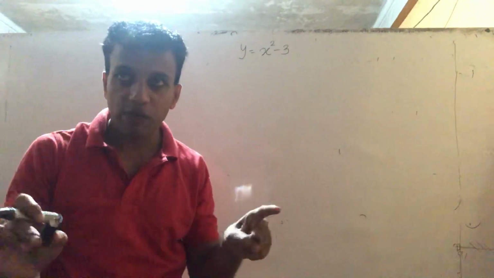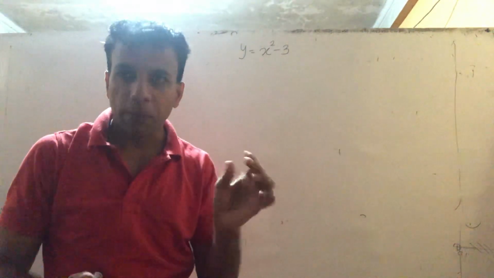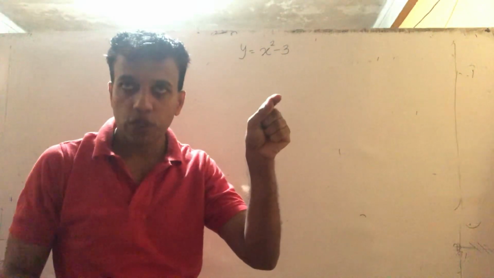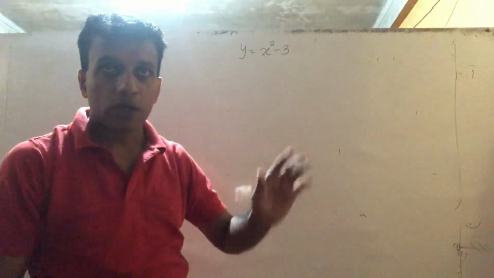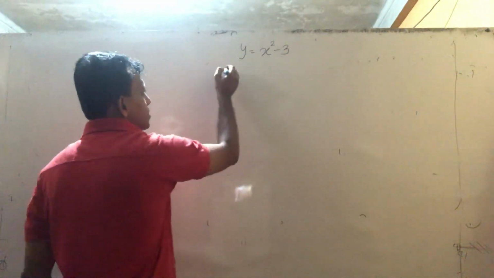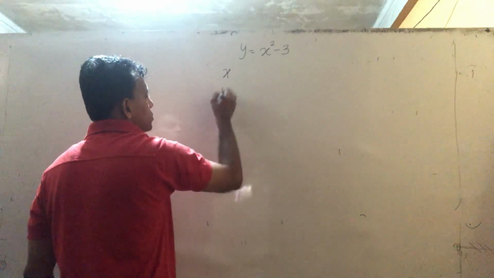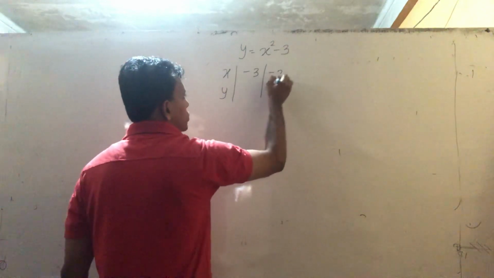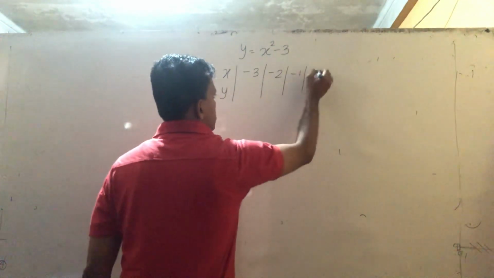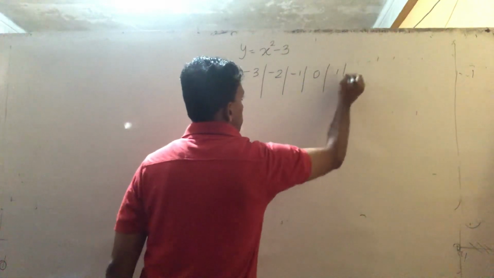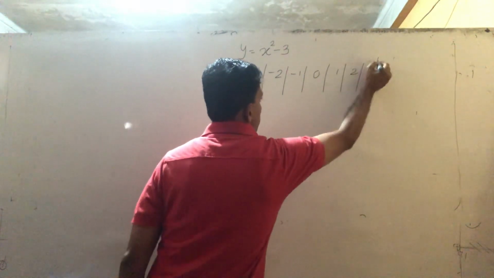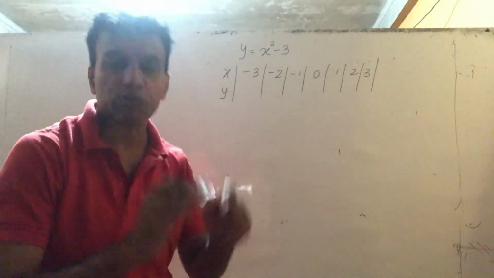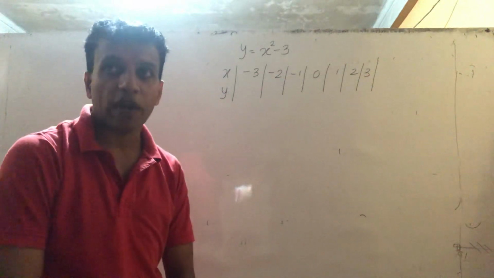They will give a table of x and y coordinates, with some y values missing. By substituting the x value, you can find the y. So I take a table like this, with x values and y values. We take x from minus 3, minus 2, minus 1, 0, 1, 2 and 3. This is the x coordinate. In the exam, you can see in the book the table is provided. Now your duty is to fill in the y values.